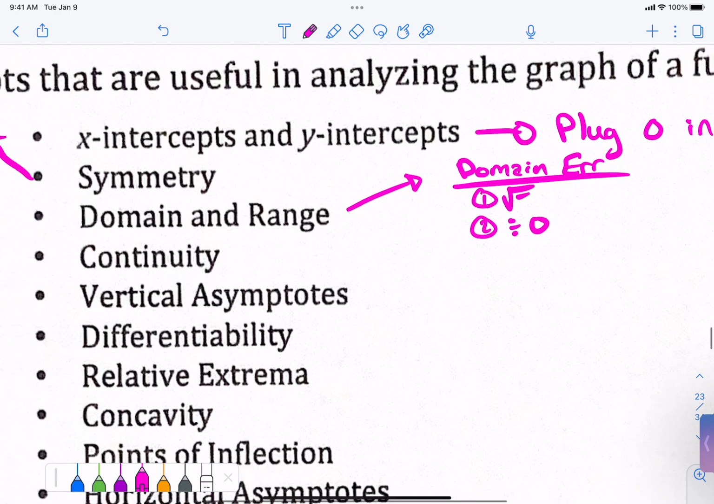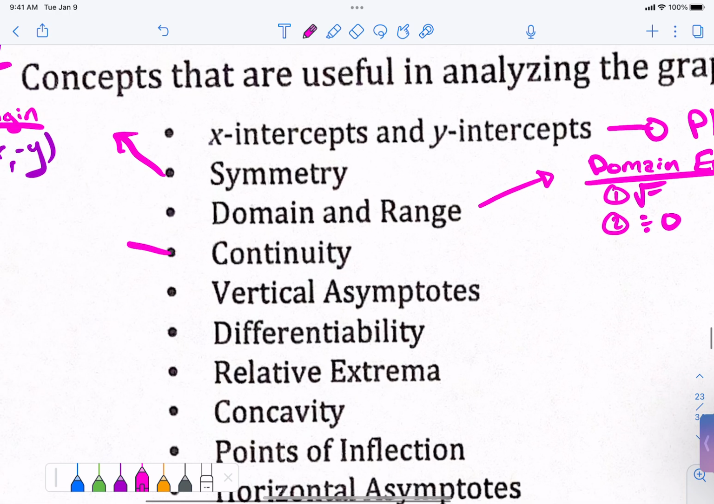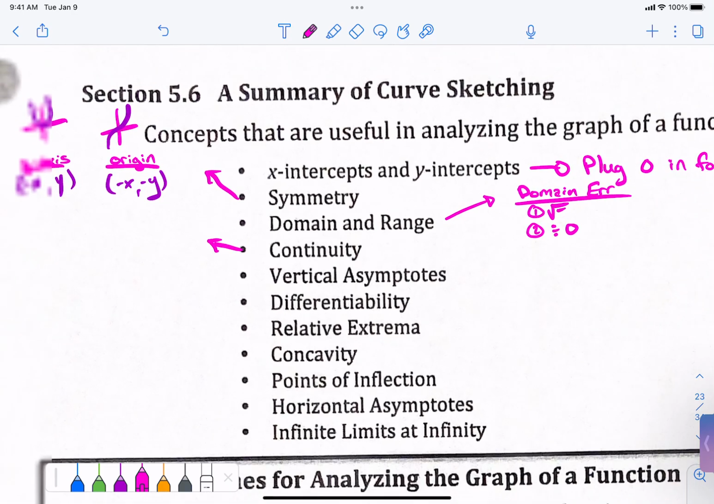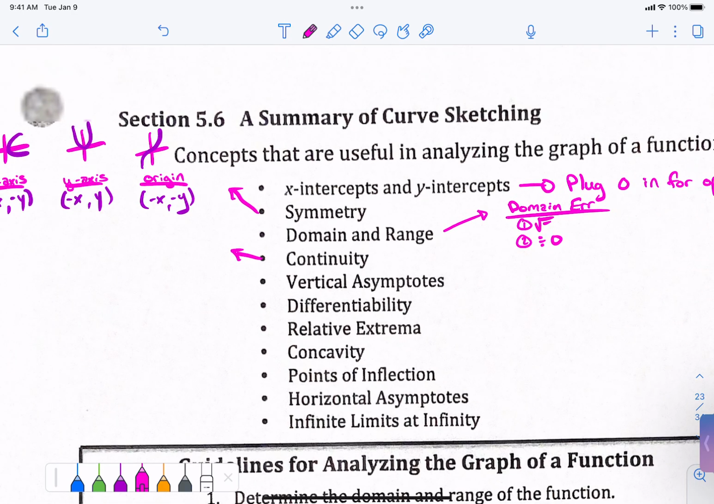But there's that. Okay? Continuity. Things that screw up continuity. What makes a function not continuous? Pause. Okay? VAs, and what else? Holes and piecewise, I heard Sarah say. Piecewise functions. These are all things that can cause discontinuity.